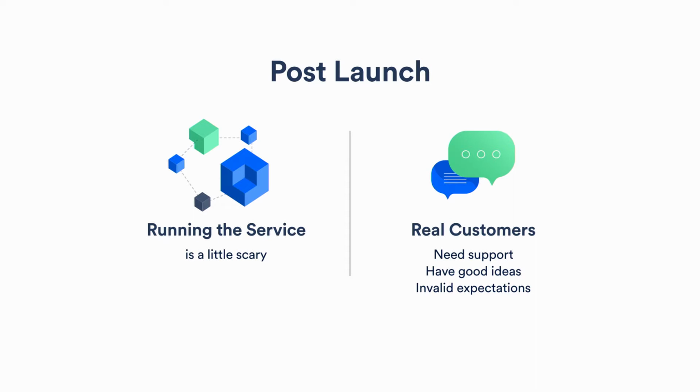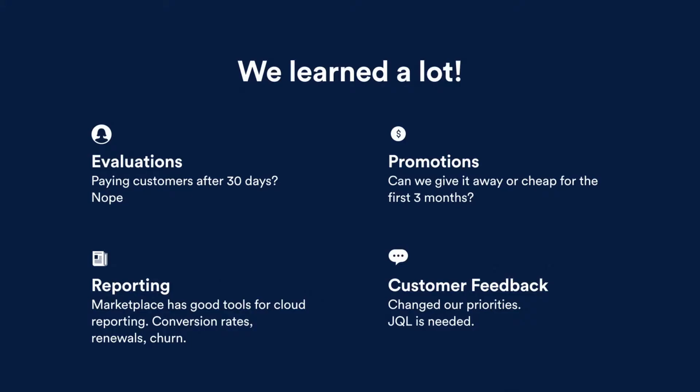They come with good ideas, and floods of them. But they also come with invalid expectations. They don't understand that we're building on Connect, which is not P2, and they go, I want this feature, or why is JQL missing? Why can't I do behaviors? It's important to manage those expectations and get the messaging right. So we learned a lot through launch.